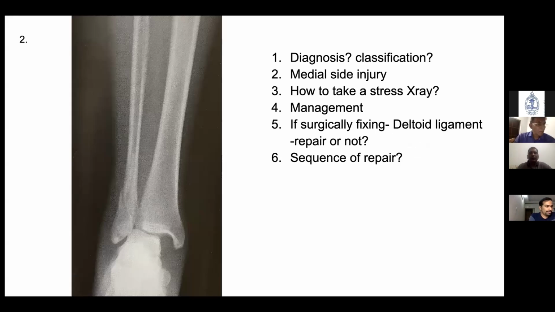So for the first case, Balu, you may have the next slide, please. This is an X-ray of the ankle, the AP view only. These are the questions to be answered. The first one is the diagnosis, what is the classification of this fracture, and what about the medial side injury? Can anyone answer this question? Yes, Balu, you can coordinate. Yes, Shinas, sir.